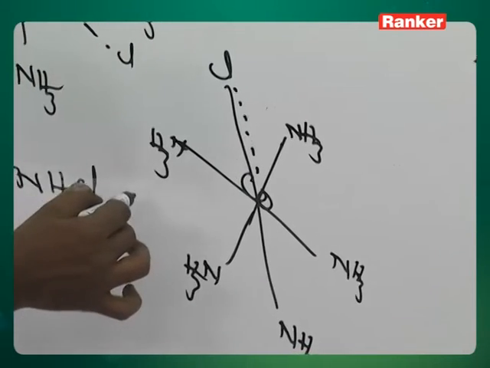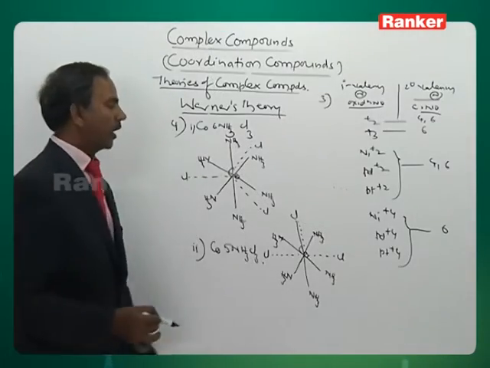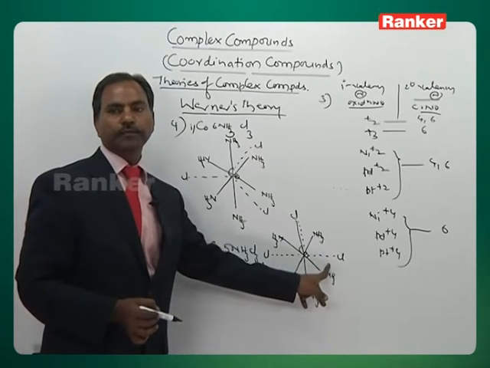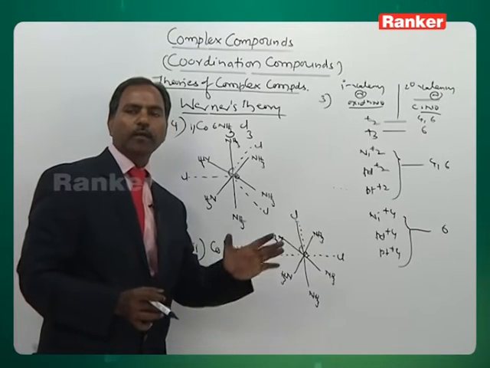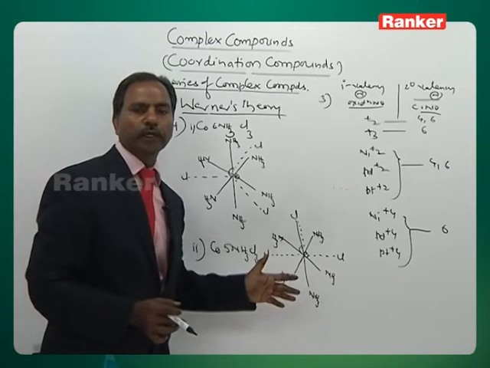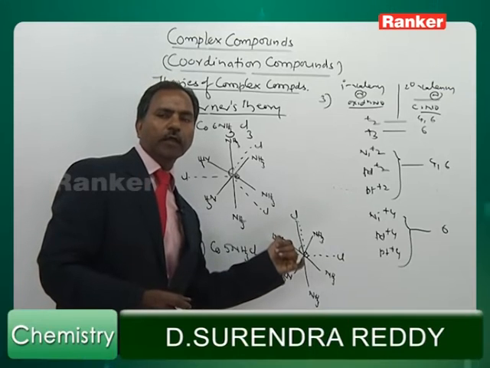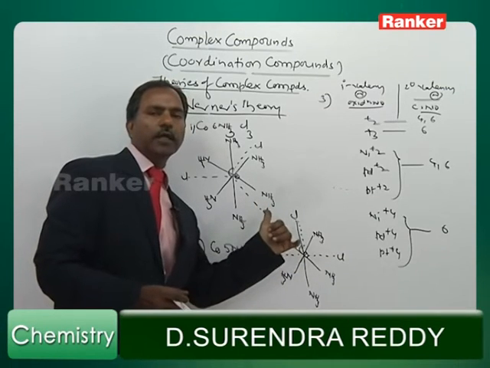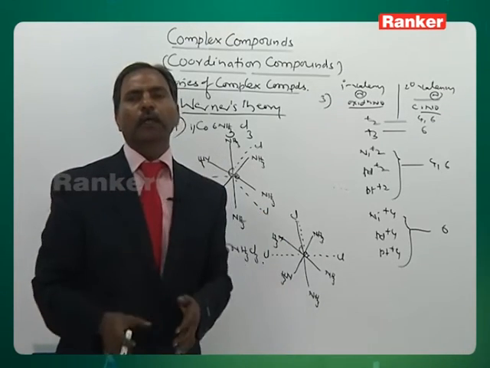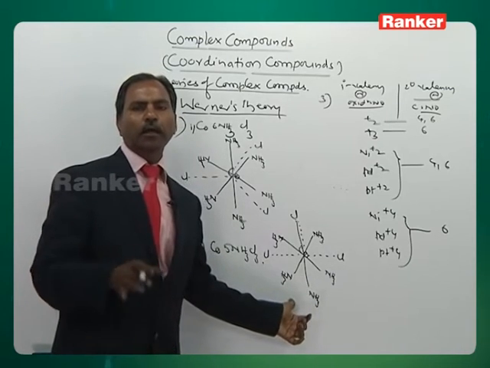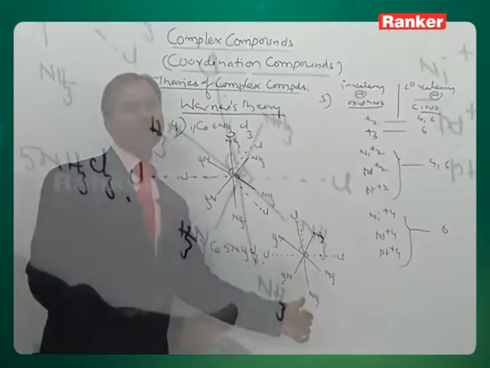The remaining 2 chlorides are satisfying only primary valency, and primary valencies are shown only by dotted line. These 2 are satisfying primary valencies, 5 amines are satisfying secondary valencies, and one ligand is satisfying both primary and secondary. Such a ligand is shown by dotted line and solid line. The ligand satisfying both is said to be a dual ligand. In this complex, one ligand is a dual ligand. Here there is no dual ligand, but here one is a dual ligand.